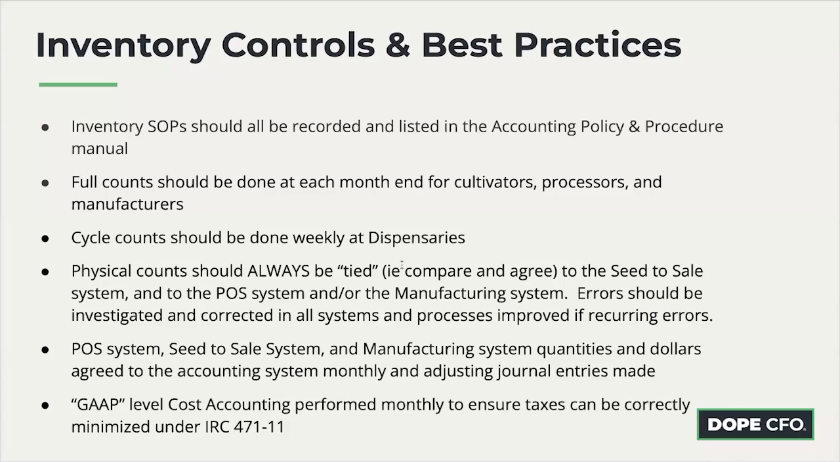We're always going to be tying these to the seed to sale, to the POS, to the manufacturing and the accounting system. And if we find errors, we investigate and fix them in all systems so that we can do this correctly. If we do good GAAP-level cost accounting, we can actually save our clients taxes as well.